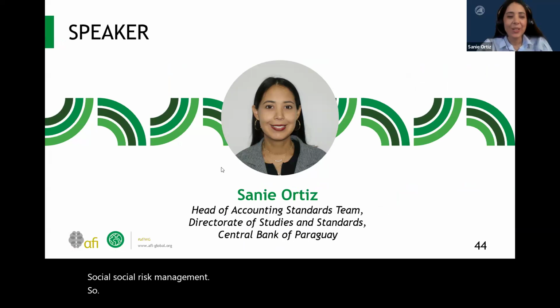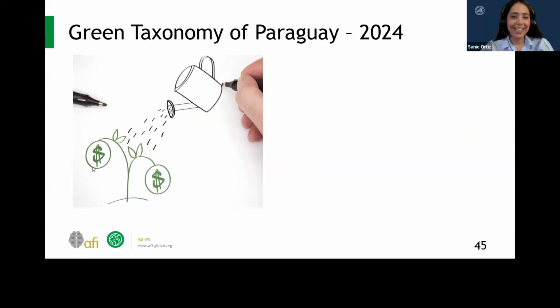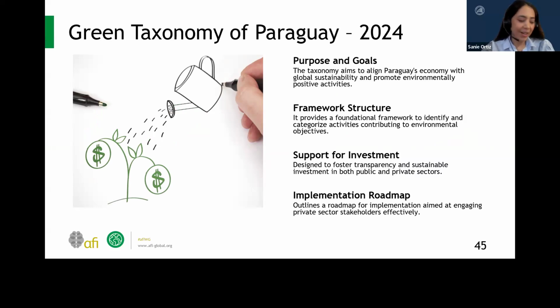It's my pleasure to present our green taxonomy of Paraguay. That is pretty much newer than the previous countries. And in the next slide, we can start seeing that it was issued last year, 2024. It was a pretty fast journey compared with other countries because we released it in November of 2024, after less than 1 year of working.